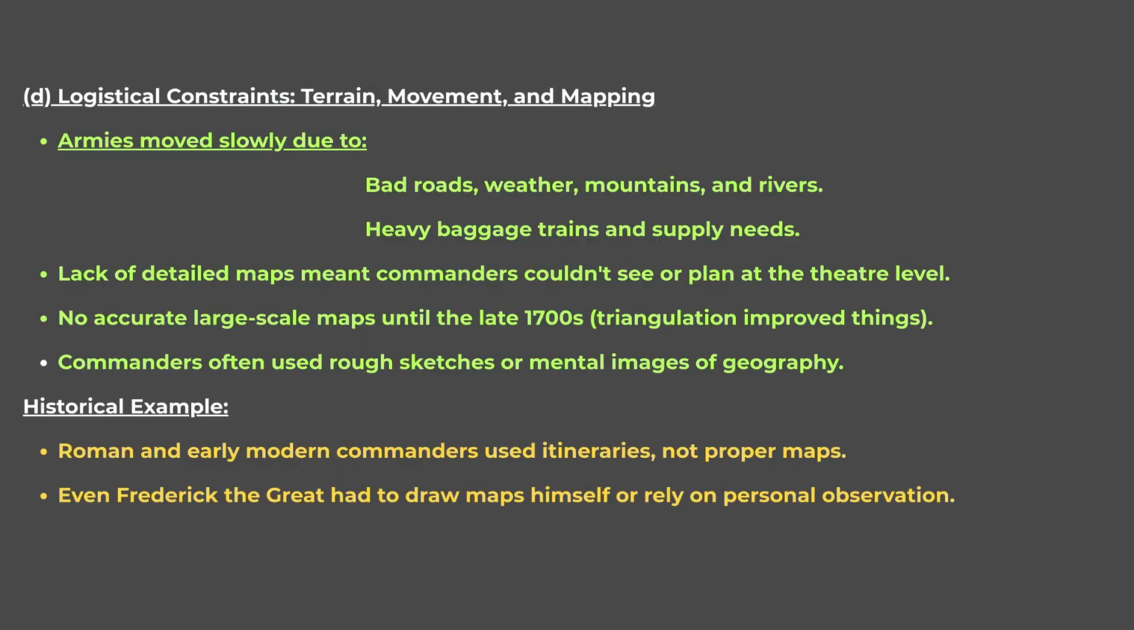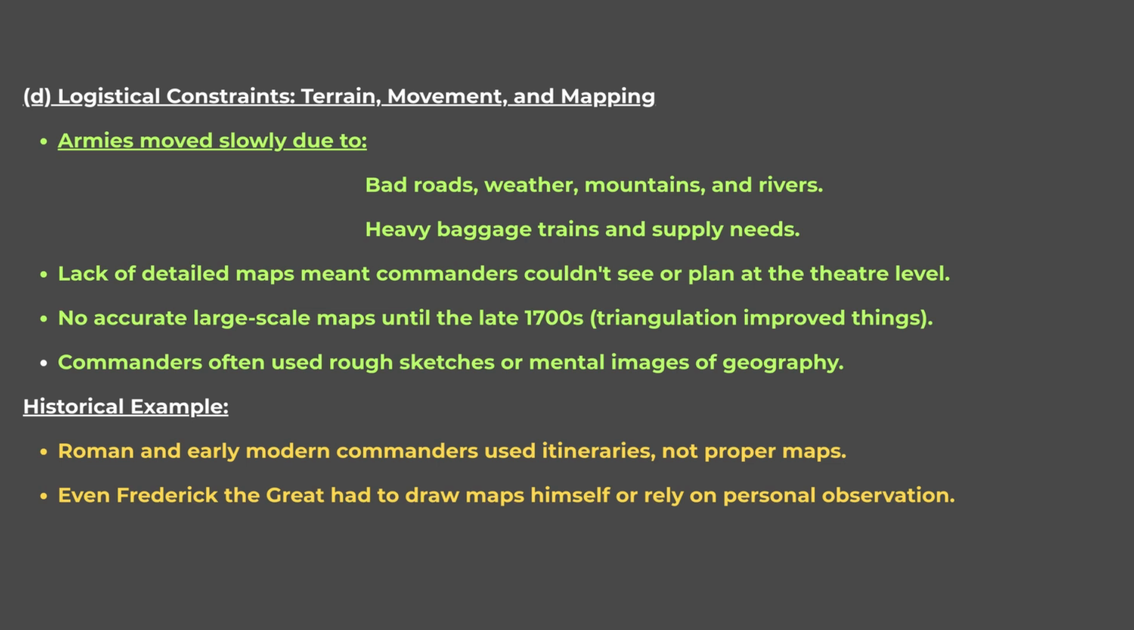Moving on to the last part of the question, that is about logistical constraints, terrain, movement, and mapping. Movement was painfully slow, and here's why: bad roads, rough weather, rivers, and mountains; heavy supply wagons and food needs. Plus, no detailed maps. There were no accurate, large-scale maps before the late 1700s. Commanders often used mental maps or rough sketches to plan.